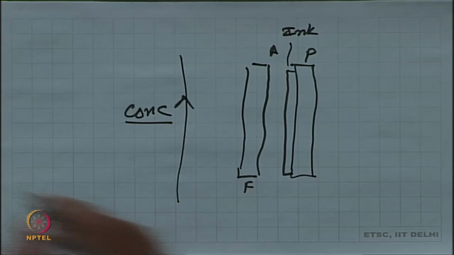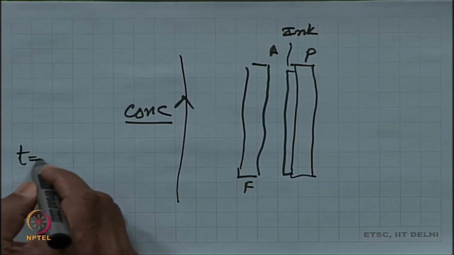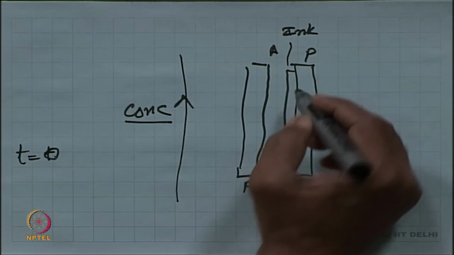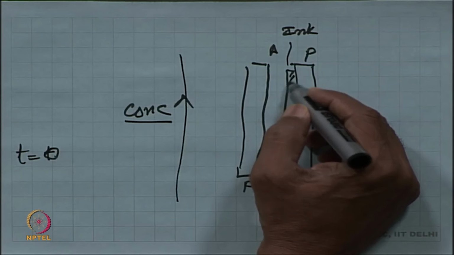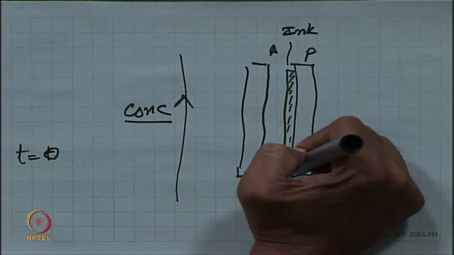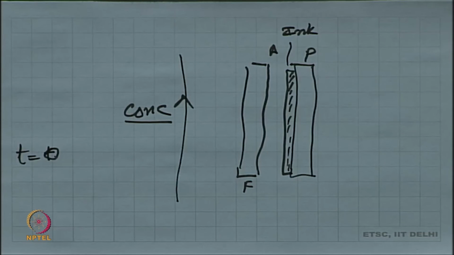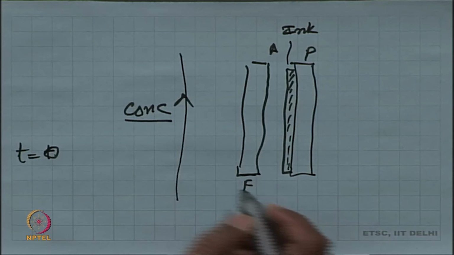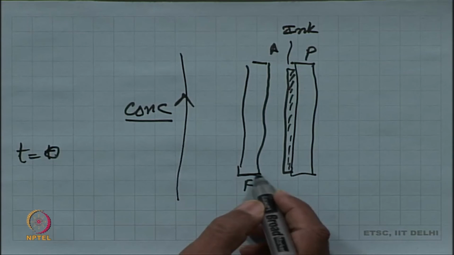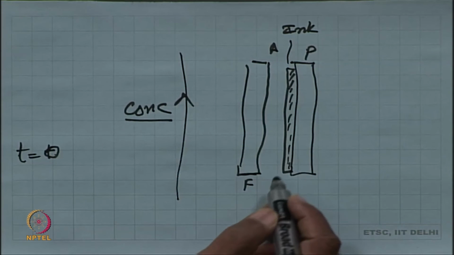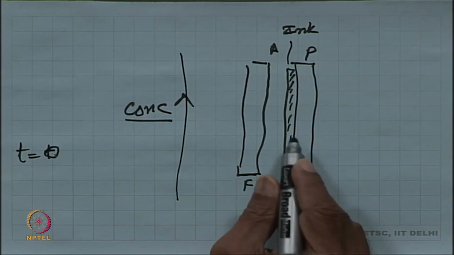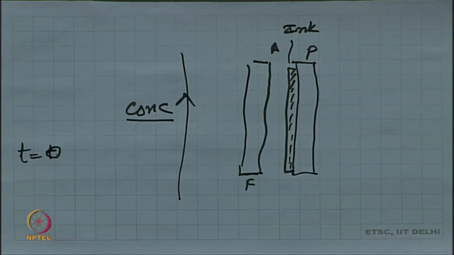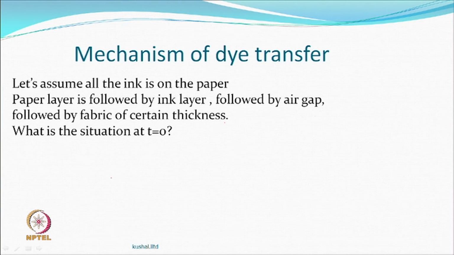So, at a given time t equal to 0, all the dye is here in the ink layer. So, maximum concentration is there. The concentration of the dye in the fiber is 0. So, there is a gap, there is a distance, and we hope that in the paper layer, whichever, there is no dye concentration. So, this is what is there.